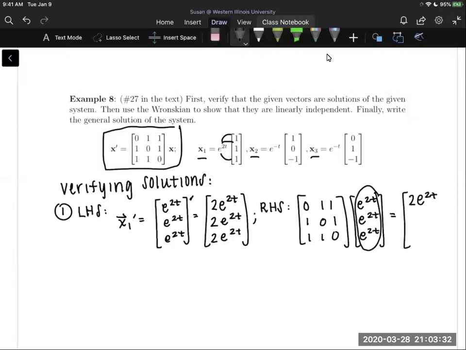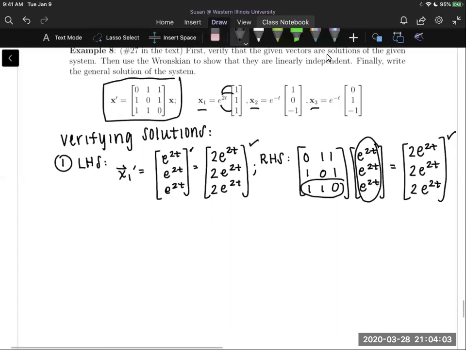All right, so now I want to do the same process, but with the second row. So I get an e to the 2t plus 0 plus e to the 2t gives me a 2e to the 2t. And then of course, we can do it one more time with the bottom row, and we're going to get the exact same thing back out, 2e to the 2t. So what I have showed is that the left-hand side equals the right-hand side, so x1 is in fact a solution. We're going to do this exact same method for the other two solutions.